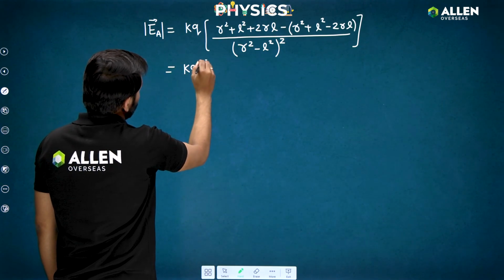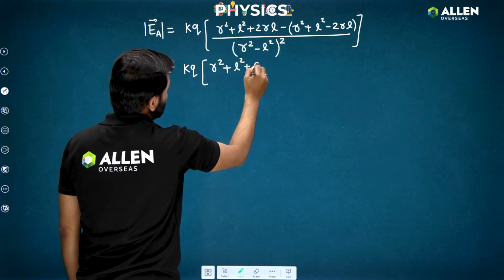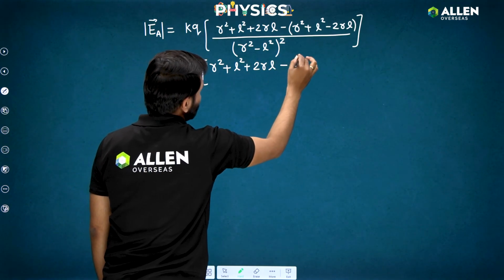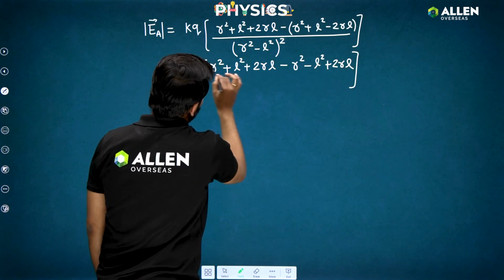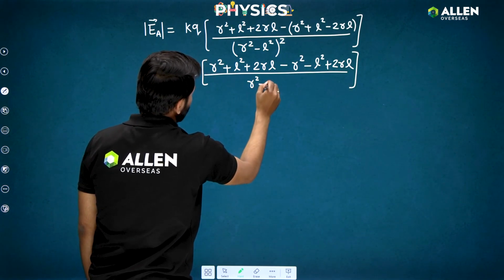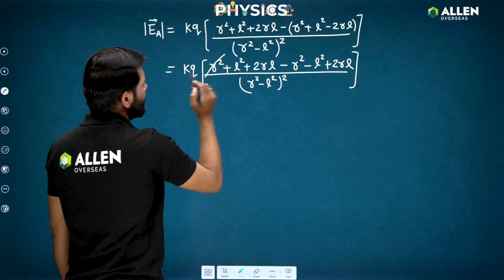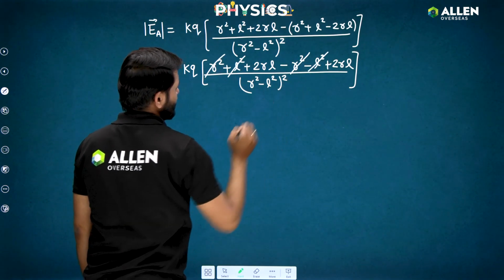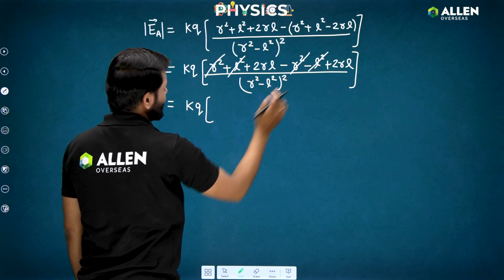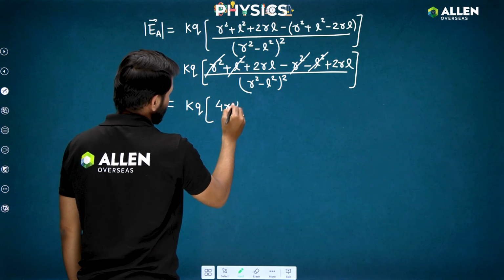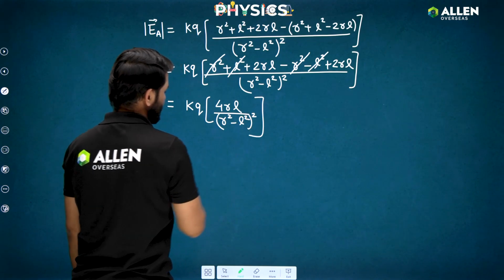KQ, R square plus L square plus 2RL. If you open this, then it will be minus R square minus L square plus 2RL, divided by (R square minus L square) whole square. Okay, students, right? You can see here this cancels, this cancels. So remaining term is KQ and this is 4RL, divided by (R square minus L square) whole square. Is that clear, students?